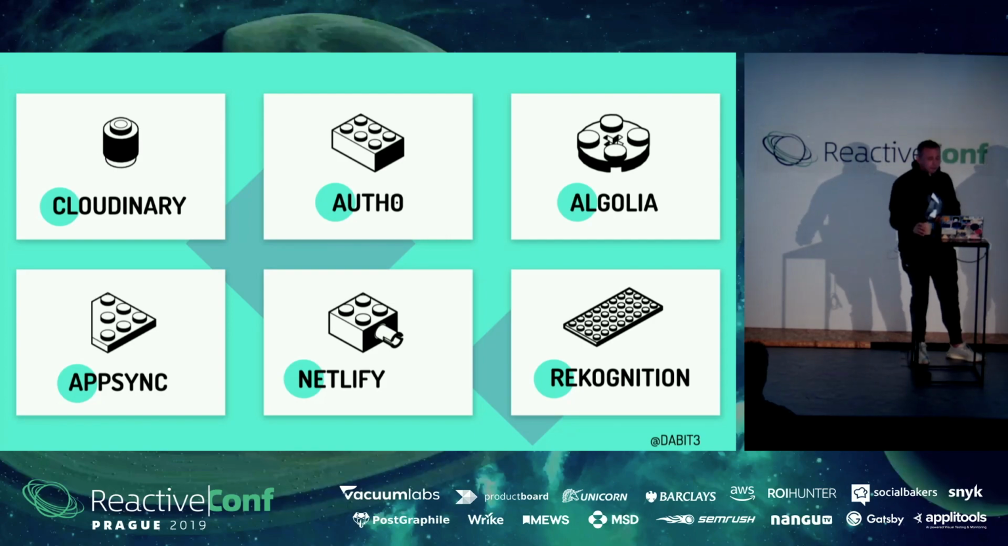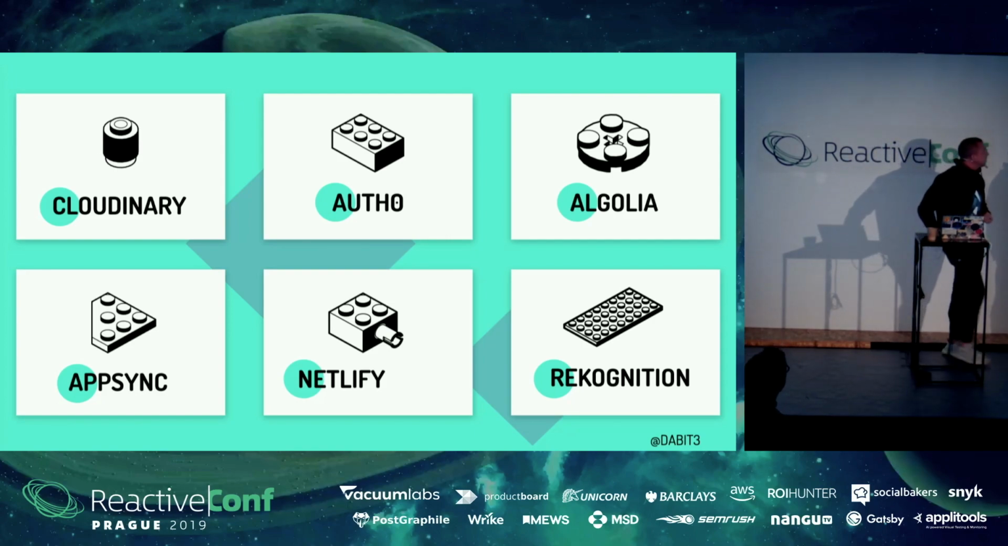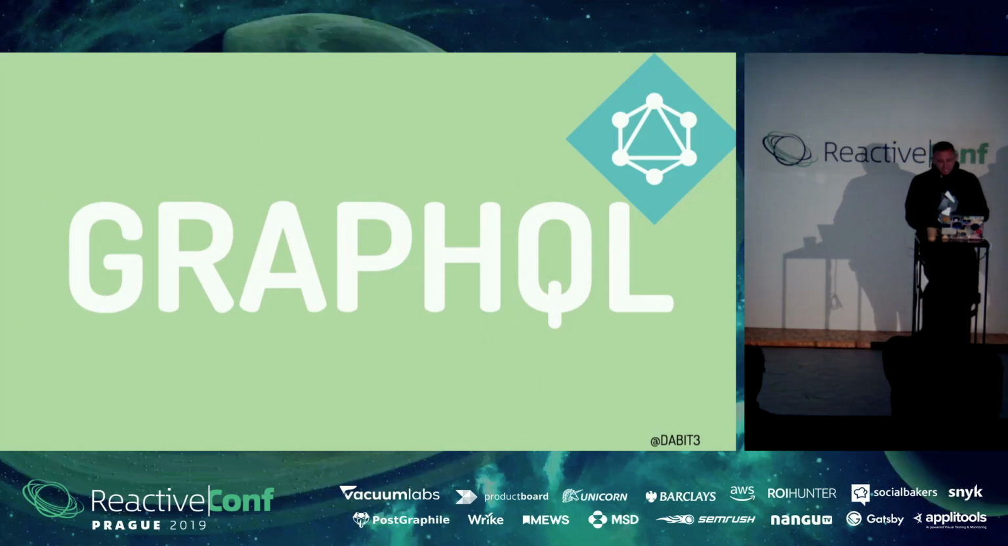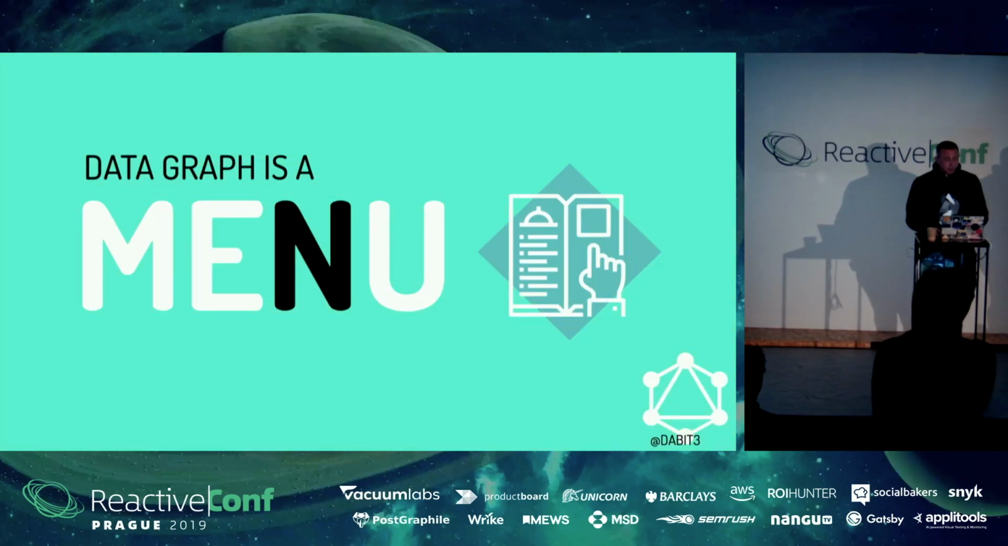Auth0 is really great for managed authentication. Algolia is really great for search. Cloudinary for storage. You have Rekognition for machine learning and Netlify and AppSync. You have all these things coming out. There are hundreds or even thousands of these, right? And you're seeing more and more of these. So how does GraphQL fit into this? Because I think it really does play a very important role.